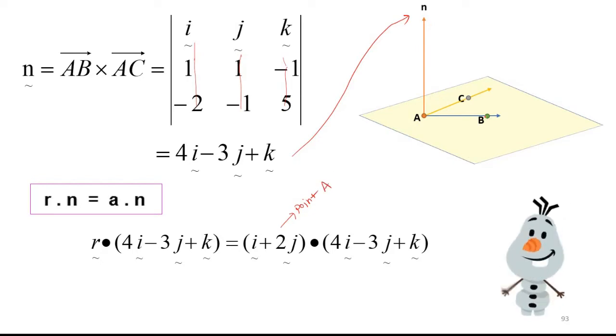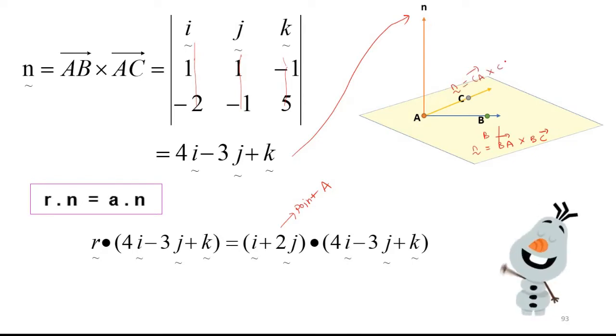If you want to choose point B, so untuk normal, you have to cross BA cross BC. And if you want to choose point C, then untuk normal, you have to cross CA cross CB. It depends on your preference, you nak pilih point apa. I pilih A. Sebab tu I buat AB cross AC.